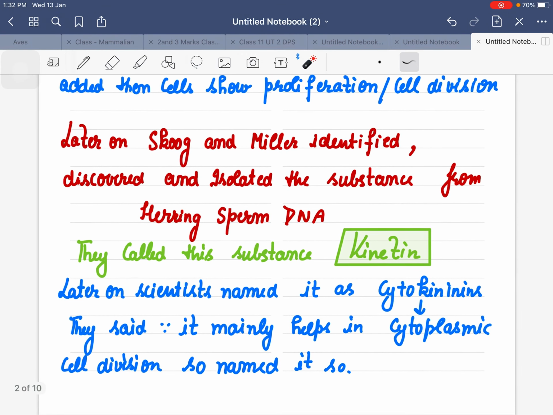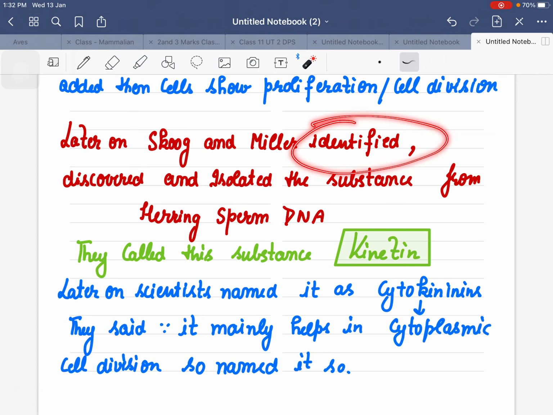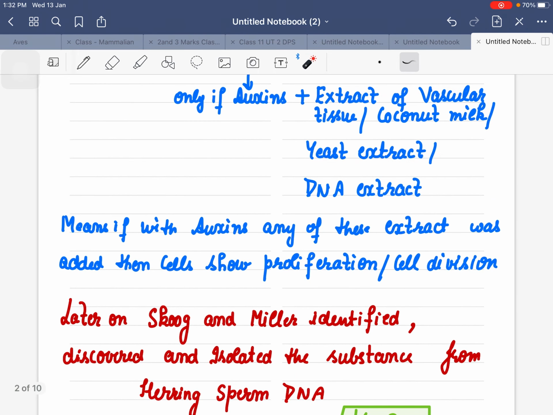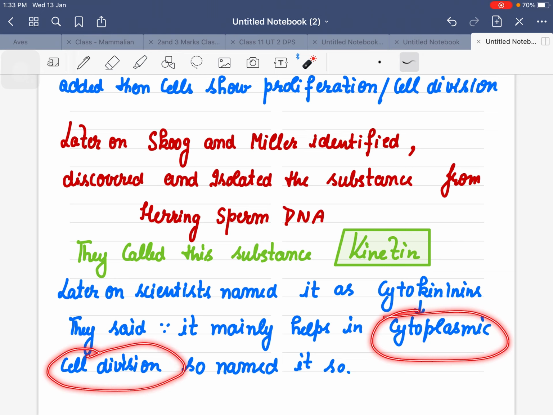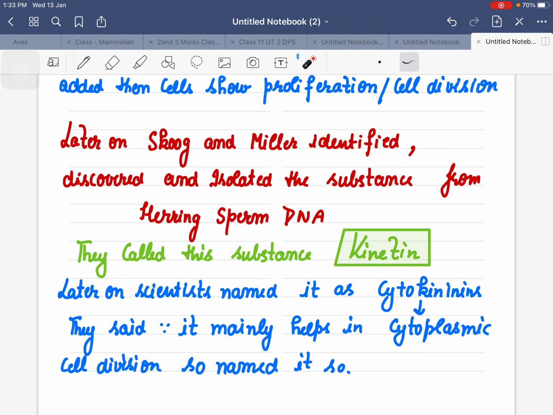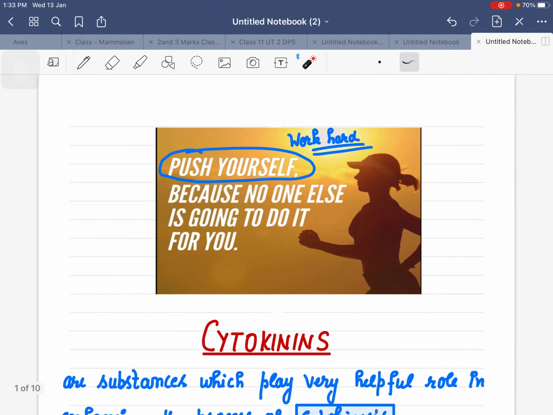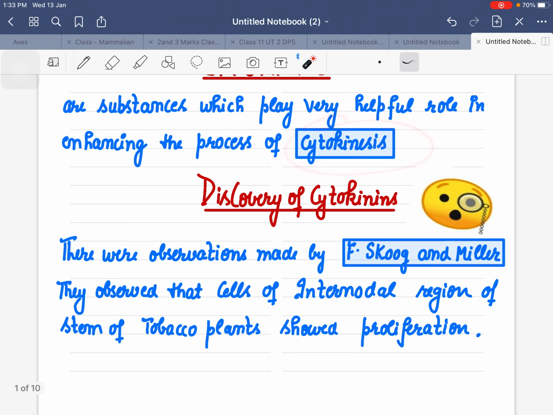But later on, Skoog and Miller discovered that there is something here, some substance which is enhancing cell division. So they isolated this substance from herring sperm DNA. Herring is a fish. So they isolated this substance and they named it kinetin. Later on, scientists with their other experiments named it specifically cytokinins. They said because they play a very important role in the cytoplasmic cell division, so they changed the name to cytokinins.